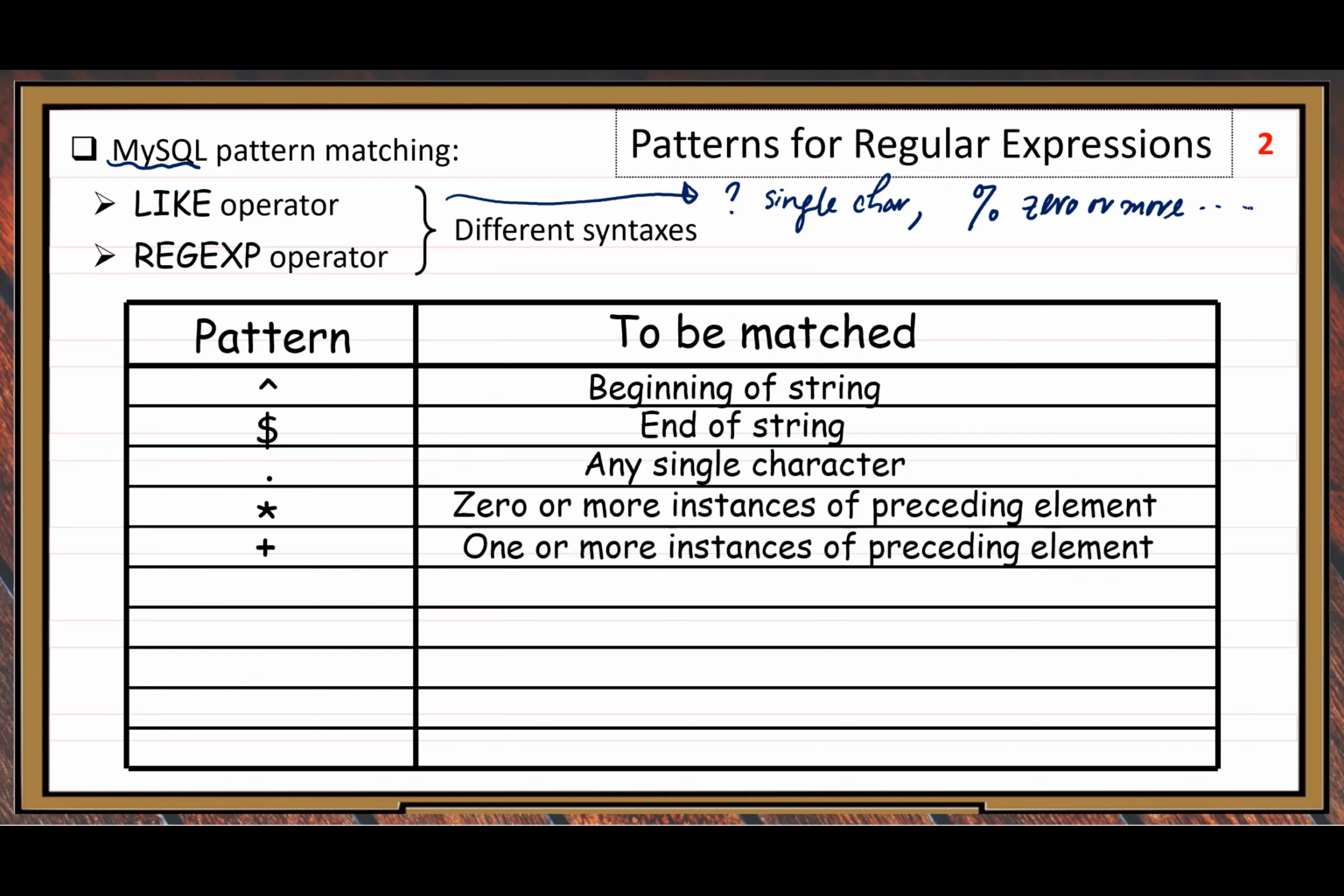The plus symbol, what's that? 1 or more instances. Just remove that 0, so here it's 1 or more. Other than that, the same.